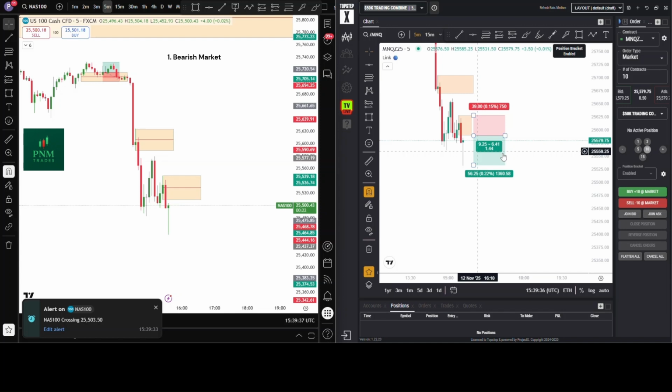Yeah, so we have a trade on NAS 100 futures. I took this trade today, this afternoon. It's a supply and demand setup, in this case, supply. So we had this. Let me show you.